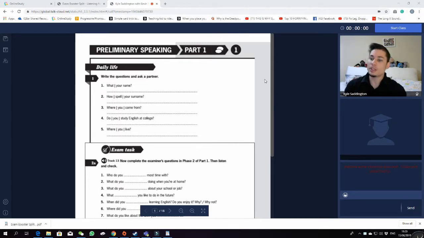Now, the speaking part will focus on speaking activities. For example, we look at the first question and we can go, write the questions and ask your partner. Remember, in the PET exam, there's going to be 2 of them. The first part is A speaks to B, and then A speaks to the examiner, B speaks to the examiner, and then they speak to each other again.